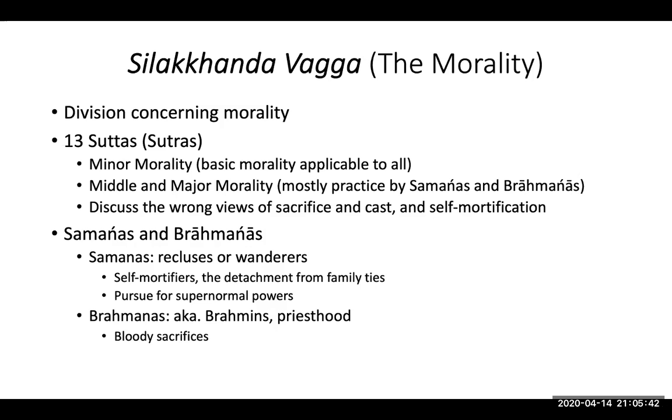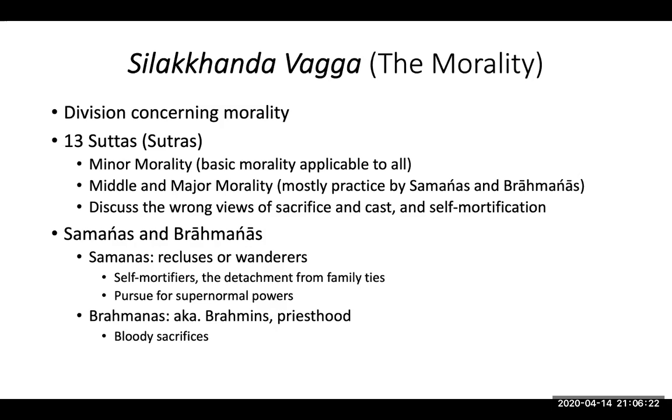Who are samanas and brahmanas? I will explain that a little bit later. But these samanas and brahmanas keep some wrong views. Therefore, their deeds and their behaviors are not really correct for following the right path to enlightenment. Okay? Therefore, the Buddha tried to correct their wrong views in many discourses found in Silakkhanda Vagga.